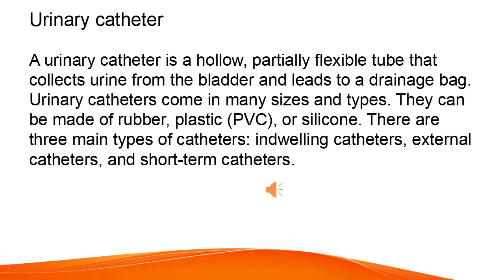Urinary catheter. A urinary catheter is a hollow, partially flexible tube that collects urine from the bladder and leads to a drainage bag. Urinary catheters come in many sizes and types. They can be made of rubber, plastic, PVC, or silicone. There are three main types of catheters: indwelling catheters, external catheters, and short-term catheters.